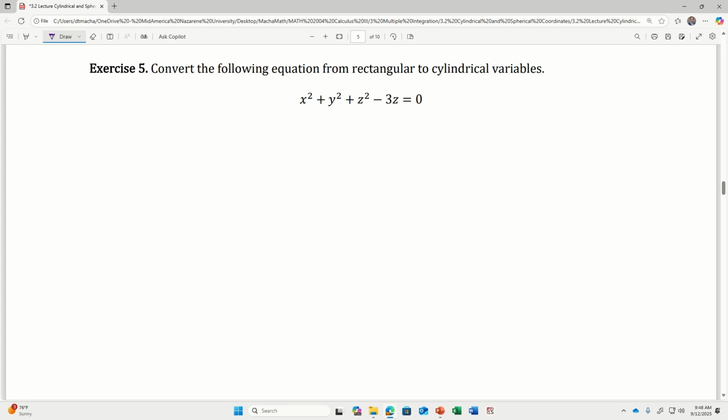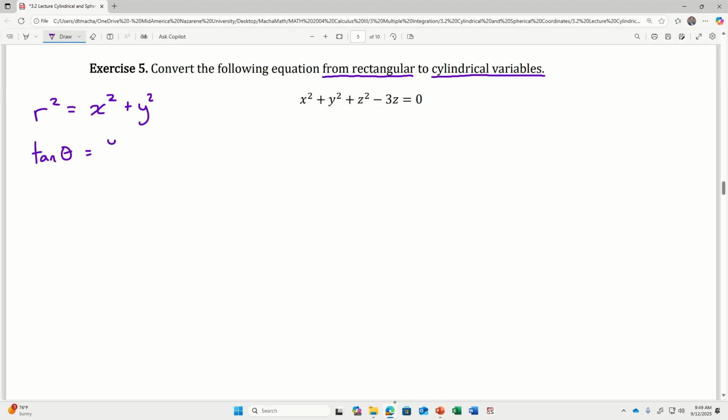And here's something we didn't get to last time. It says, convert the following equation from rectangular to cylindrical variables. And so this is not just a coordinate triplet anymore, but it's an equation. And whenever I see a problem like this, what I do immediately is I always write down all of the formulas that I know for converting back between the two. Like r is equal to square root of x squared plus y squared. I could also write r squared equals x squared plus y squared.